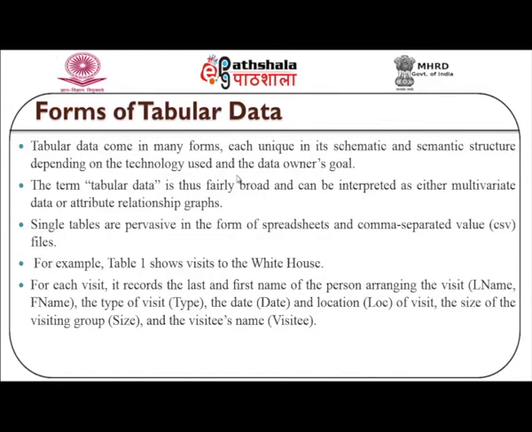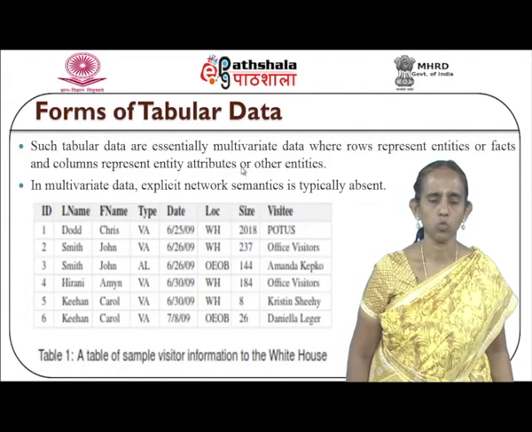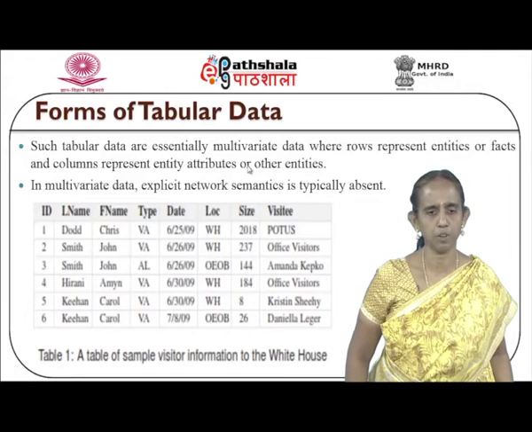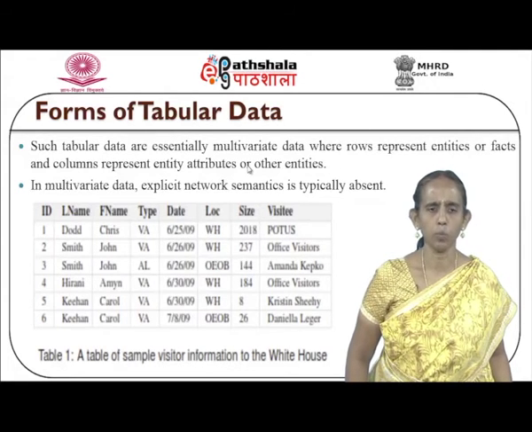The next table also shows visits to the White House. For each visit, it records the last and first name of the person arranging the visit, the type of the visit, the date and location of the visit, the size of the visiting group, and the visitee's name. So this is a table developed using White House visitor information, a sample of visitor information to the White House.